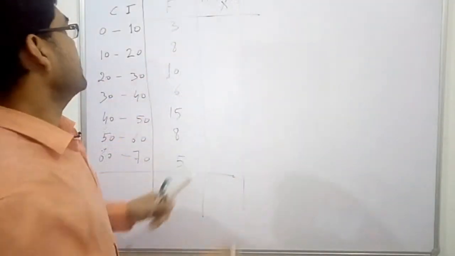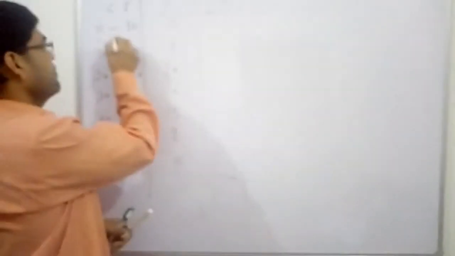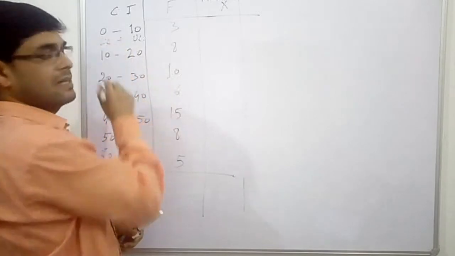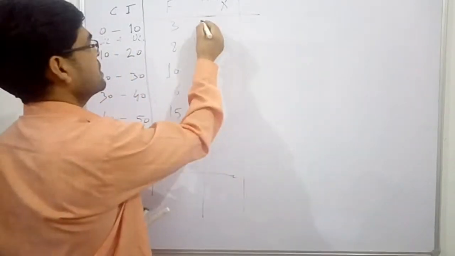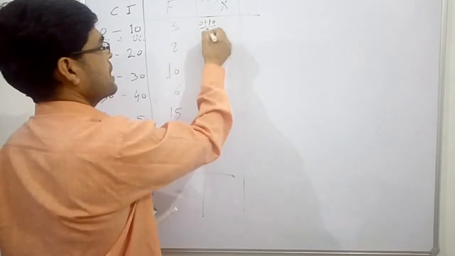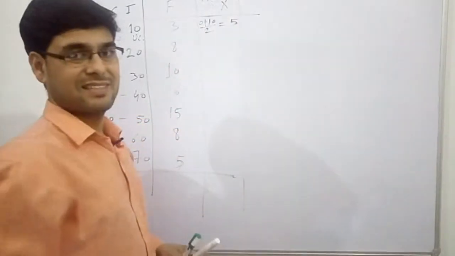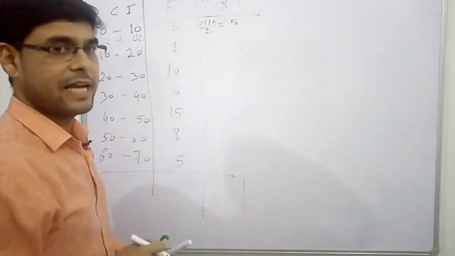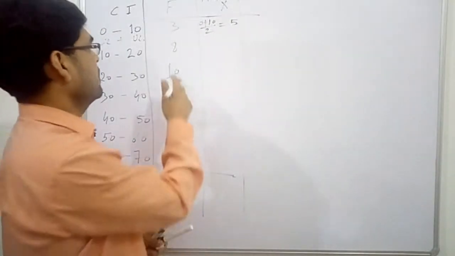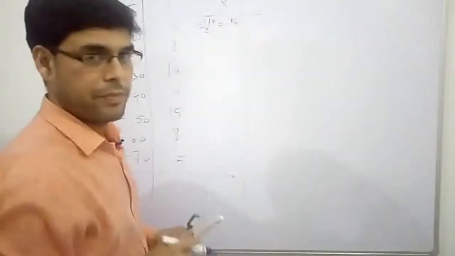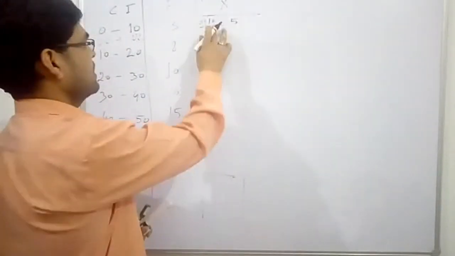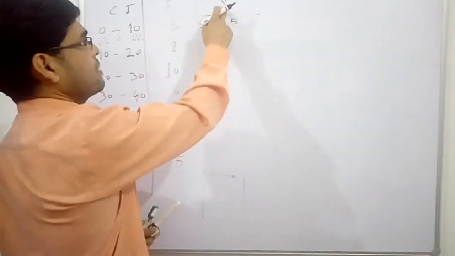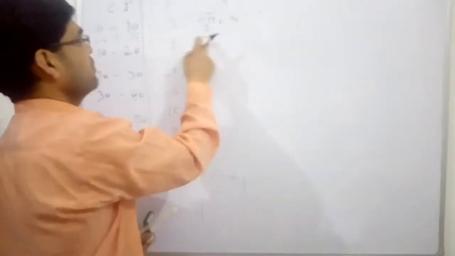Mid value means lower limit plus upper limit upon 2, right? So this becomes 0 plus 10 by 2, equal to 5. This we will follow for each of the class intervals, as we usually do while calculating the mean and other calculations as well. Whenever we need to calculate x, the mid value of the group, we follow this.